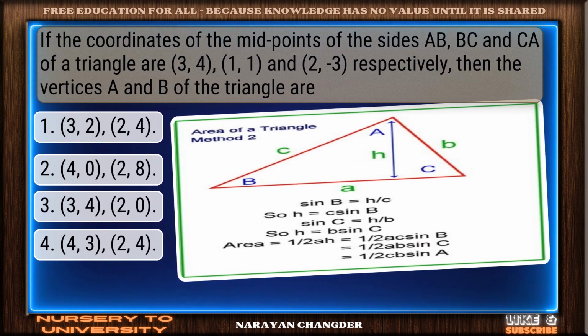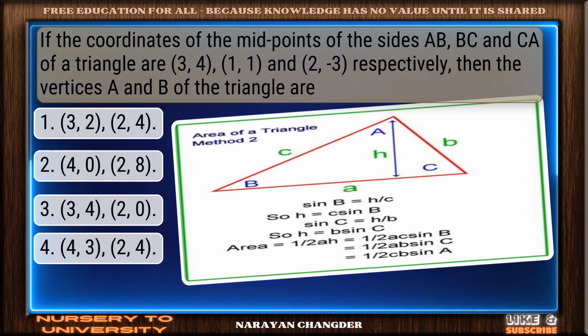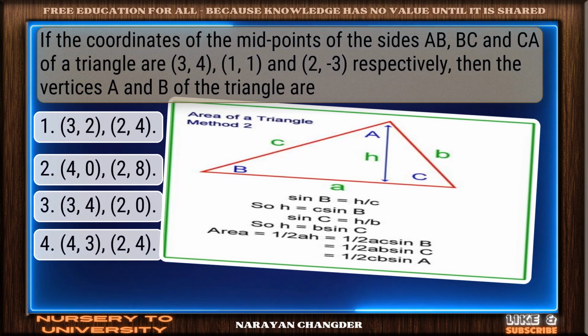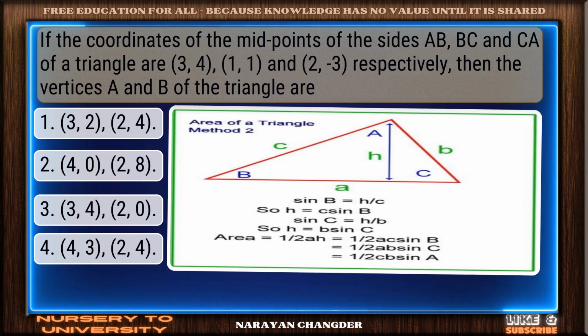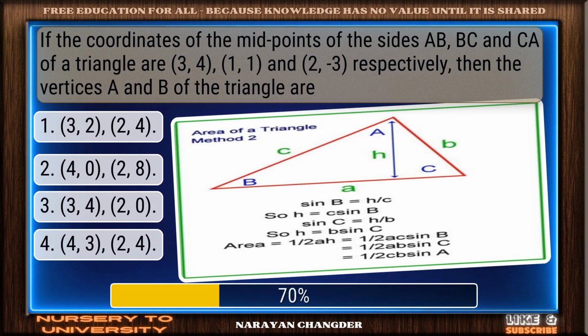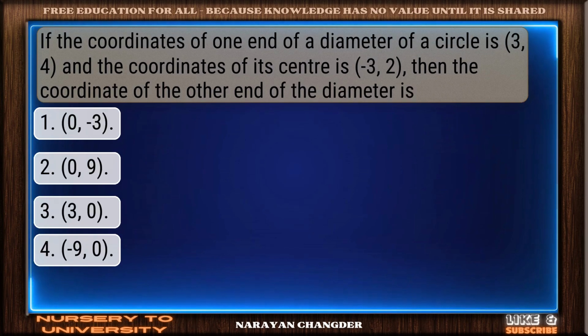Question number 9. If the coordinates of the midpoints of the sides AB, BC and CA of a triangle are given, then the vertices A and B of the triangle are. You got it. Your choice is right.